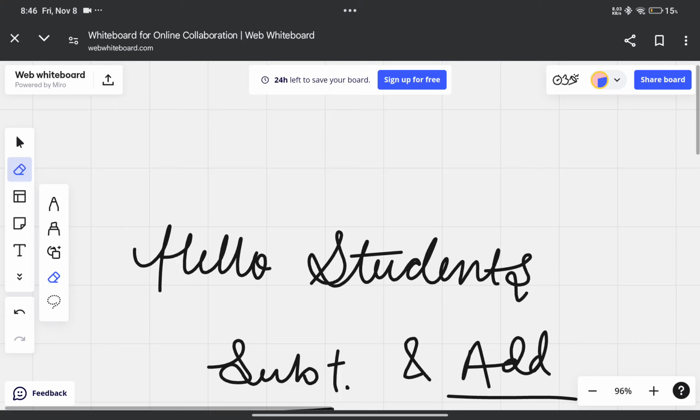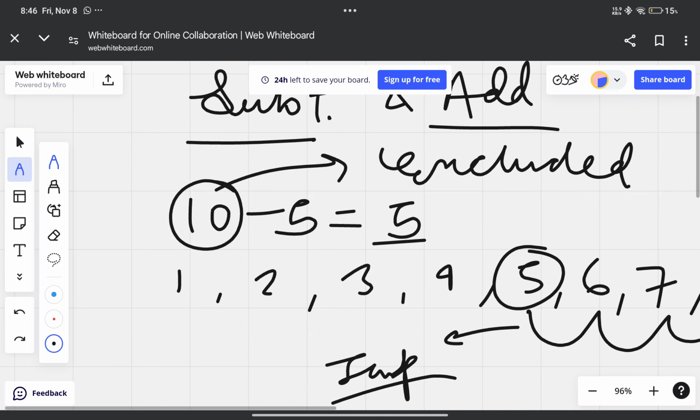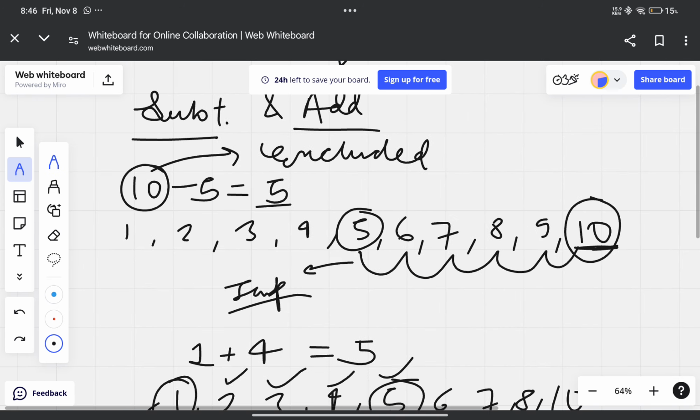Hello students, today I'm going to talk about some basic concepts, but these are some topics which students ignore, so let's get deep into it. So basically here I want you to focus on these concepts called addition, subtraction.